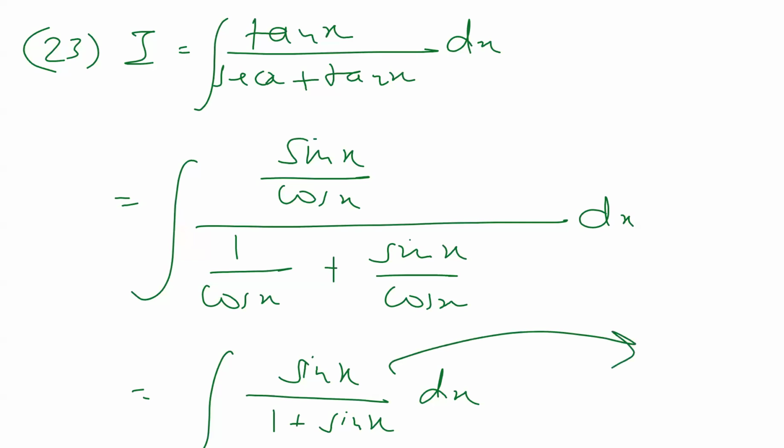Now this is a case of Indef 1. Whenever there is 1 plus sign in the denominator, multiply and divide with the conjugate of the denominator. Okay. Multiply and divide with 1 minus sin x. Now this problem you can try on your own. Okay. Let's take question number 26.